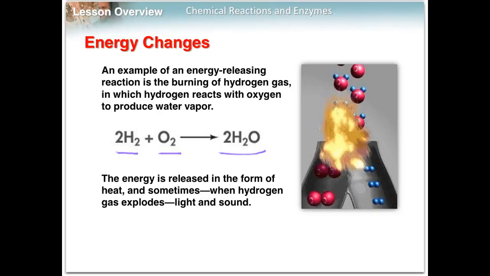Focus on the illustration for a moment. These molecules represent the oxygen and these represent the hydrogen. And so when they come together, the reaction begins. Afterwards you have water remaining. And during the process, huge amounts of energy are released. You might think about the burning of the Hindenburg at this point.